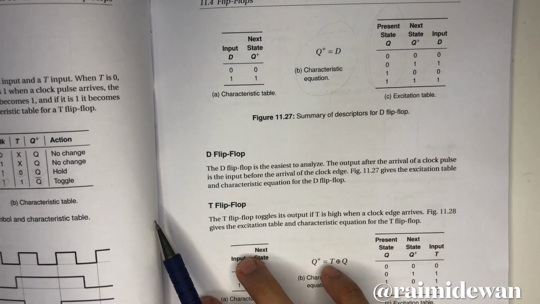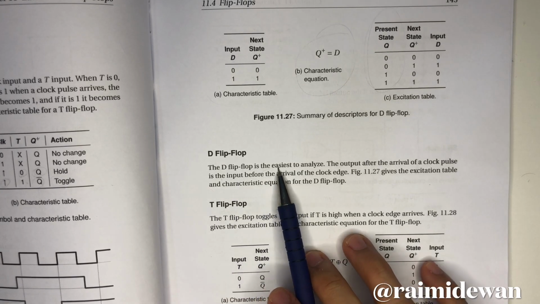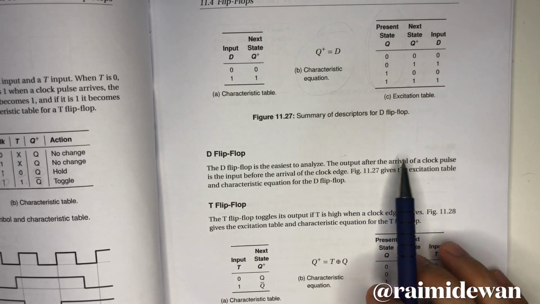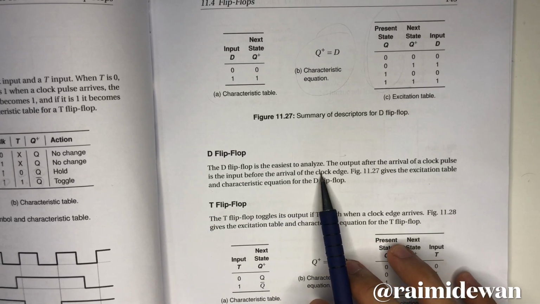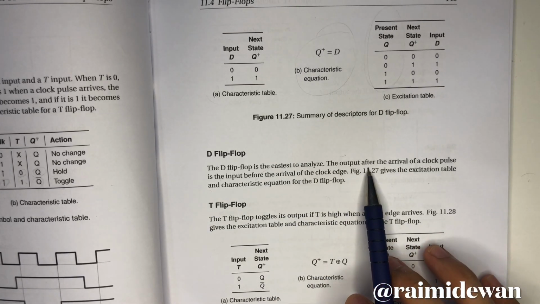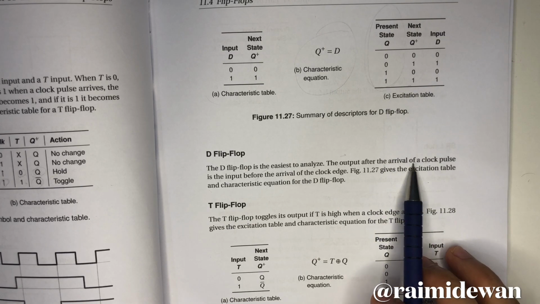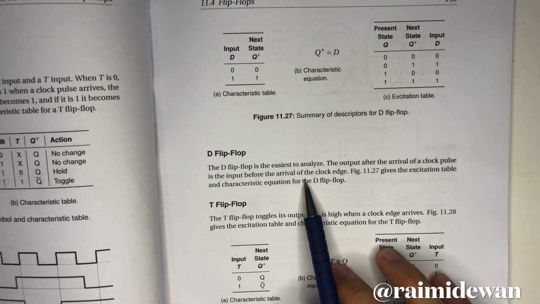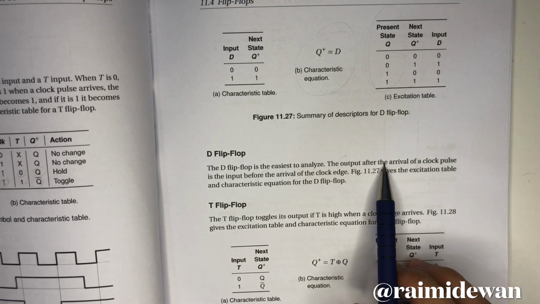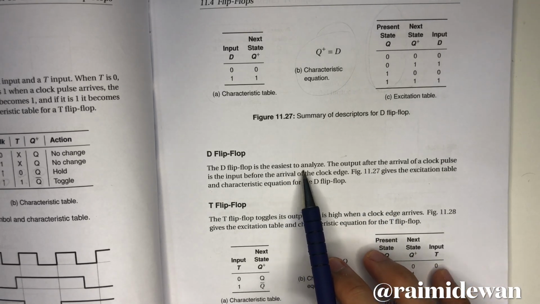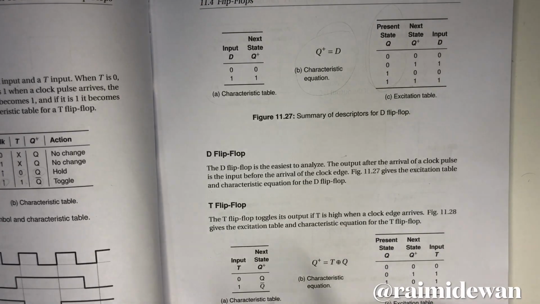Next, the D flip-flop is easiest to analyze. The output after the arrival of a clock pulse is the input before the arrival of the clock edge. Figure 11.27 gives the excitation table and characteristic equation for the D flip-flop. I think this one is straightforward.